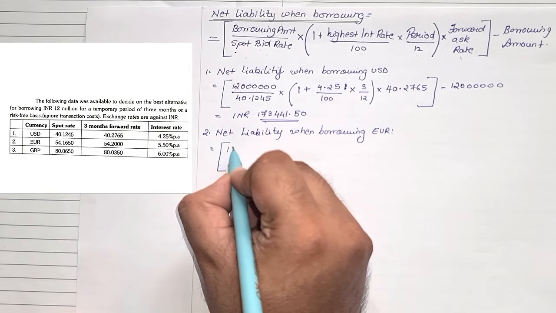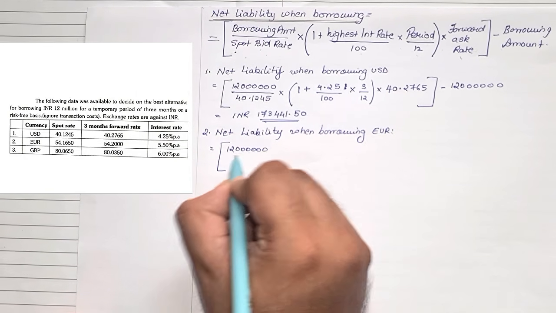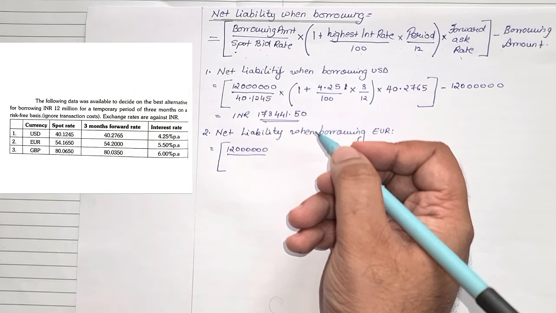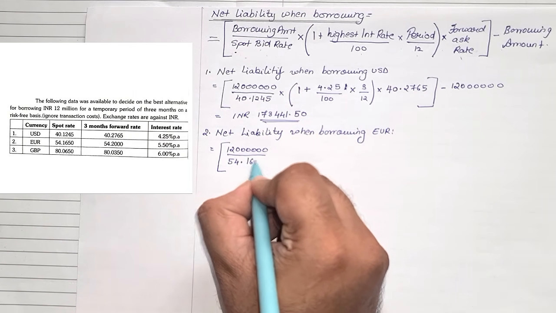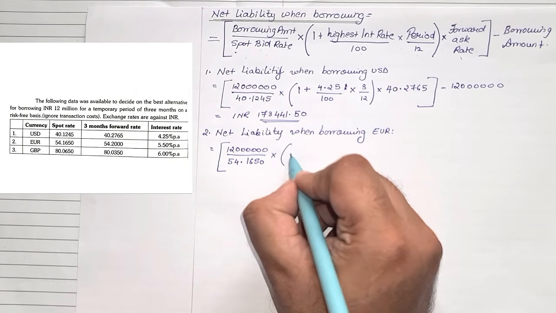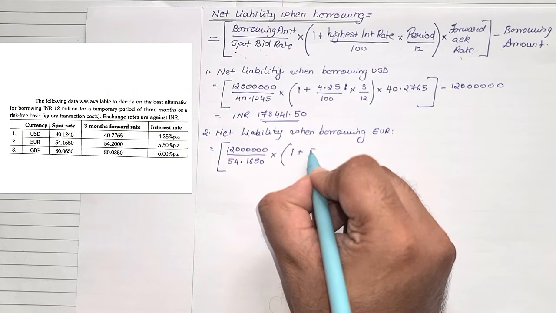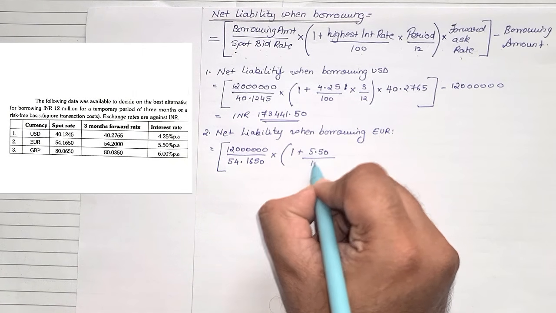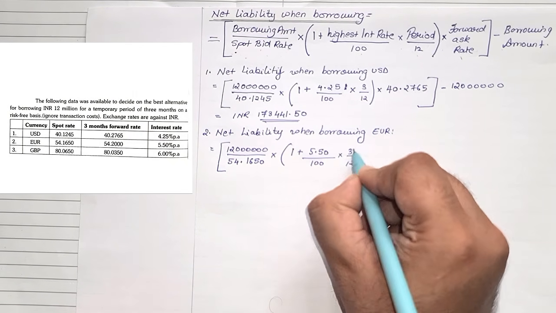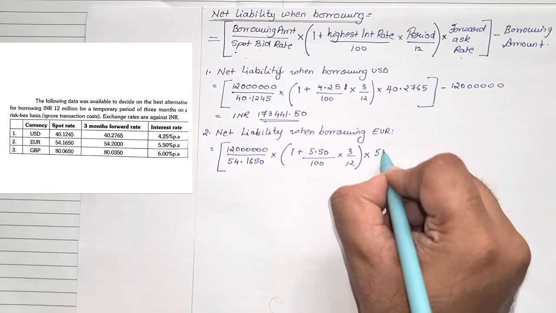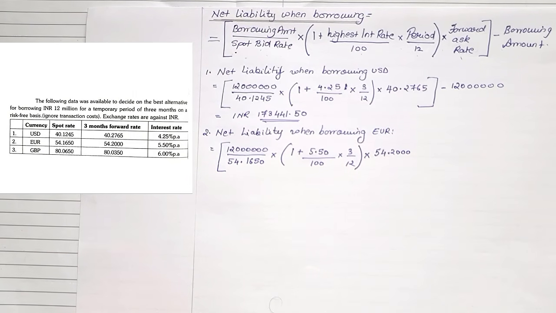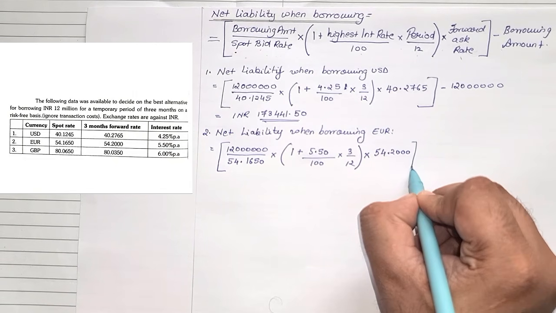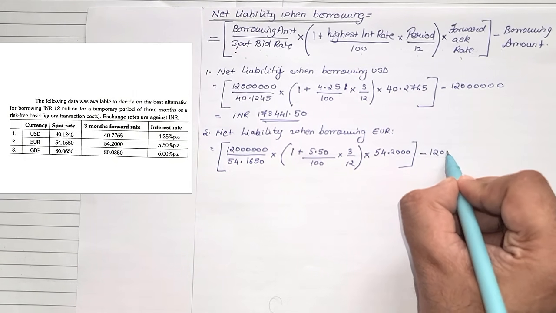So the amount which I want to borrow is 1 crore 20 lakh upon the spot rate. Now the spot rate is given to us as 54.1650 into 1 plus the interest rate which is 5.50 upon 100 into 3 divided by 12 into the forward rate which is 54.2000. Okay, so we are taking all those values directly from the question, and after that it will be minus the amount which you are going to borrow.